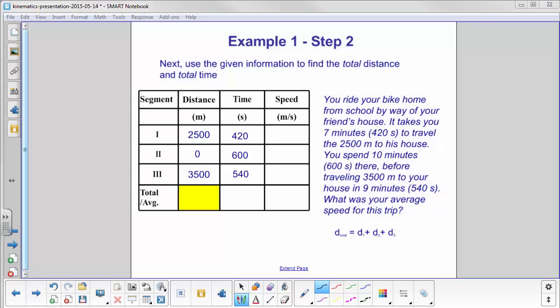Step 2 is using the given information to find the total distance and the total time. You can see here how between the last slide and this slide, we filled in the distance spent in the second segment, how much time the student spent there, and you can see we have 0 here. That meant she didn't go anywhere. She was staying at her friend's house, so 0 meters were traveled. The third segment, it was 3,500 meters in a time of 540 seconds. So what we're going to do now is add these three values, and we'll fill in this box here, and the same thing for time. We'll add the 3 time intervals to get a total time interval.